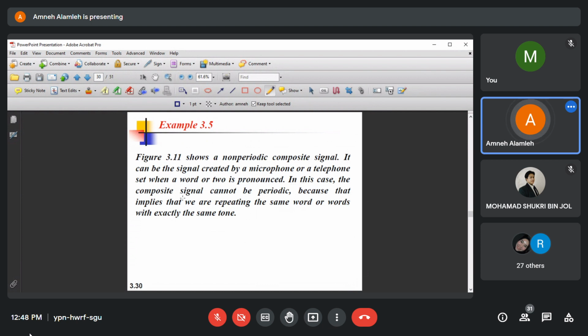In this case, the composite signal cannot be periodic, because that implies that we are repeating. If it is periodic, then we are repeating the same thing each time. Imagine that we say all the conversation at the same time, like yes, yes, yes, yes, it will be periodic. But normally, it's not like this. We can talk more than one word, so it is non-periodic.